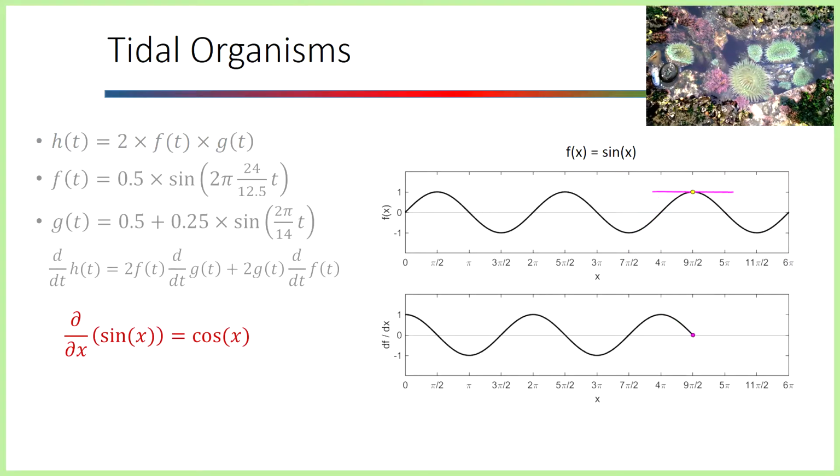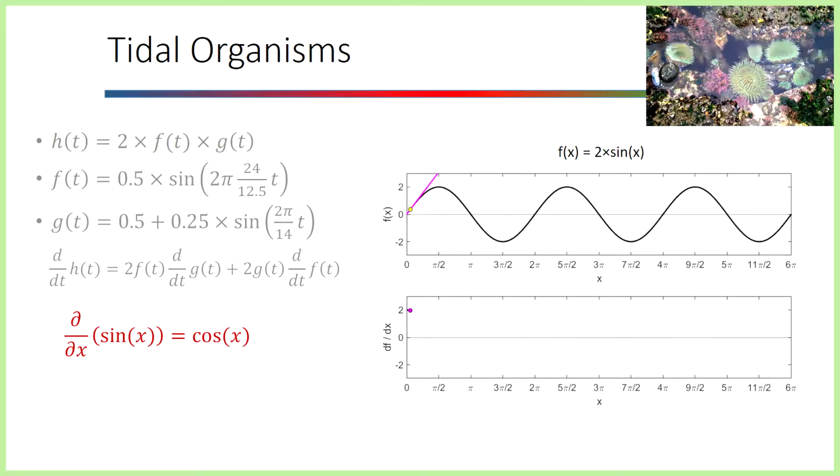Okay, that's an important result, but it doesn't actually directly answer any of the functions above that we need derivatives of. We need to think about how changing the amplitude or the period of the sine function will affect its derivative. Let's start with changing the amplitude. This time I graphed the function 2 times the sine of x, and we're also computing its derivative.